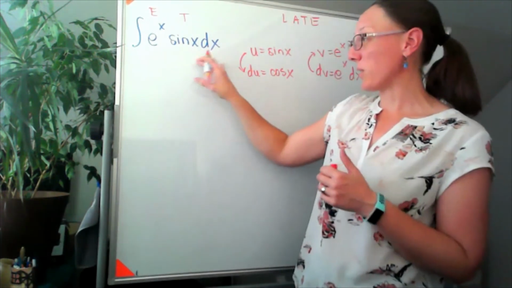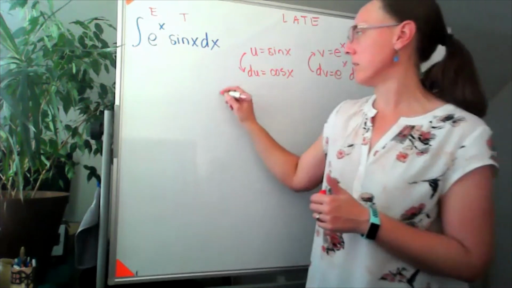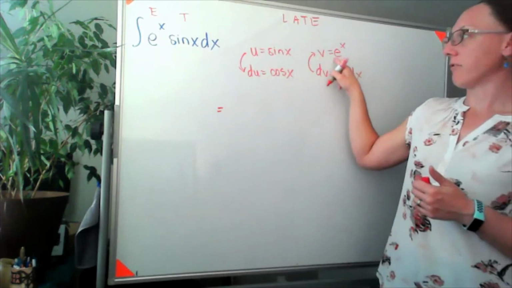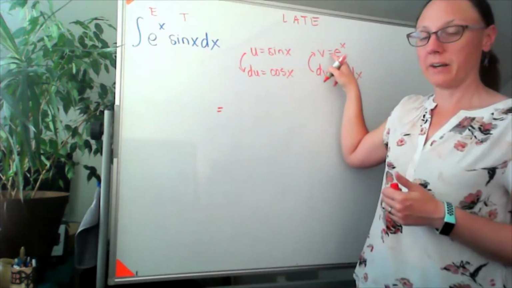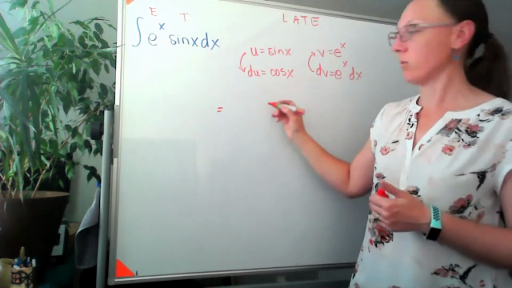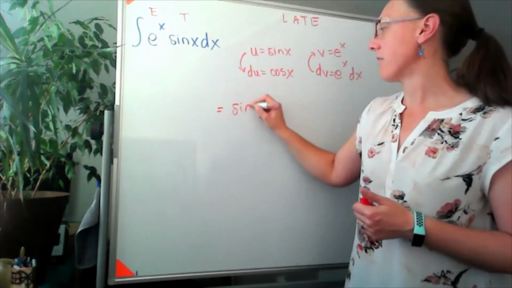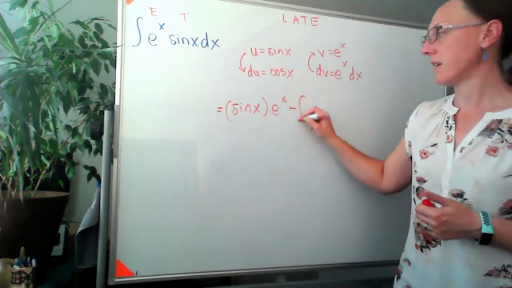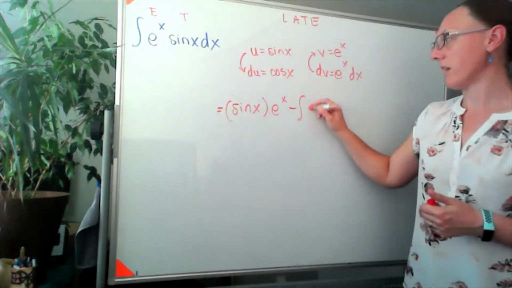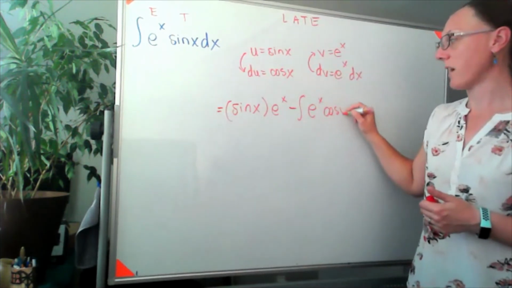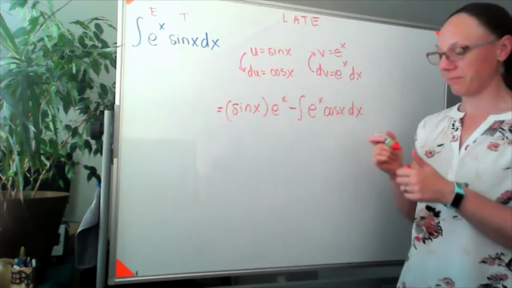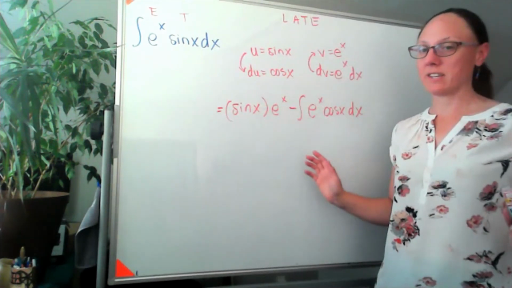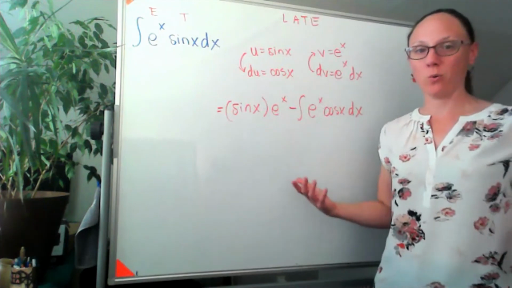So we're swapping out this integral for ultraviolet voodoo: u times v minus the integral of v du. So I'll have sine of x times e to the x minus the integral of e to the x cosine of x dx. Quick check, anything we can simplify? I'm going to go with no.